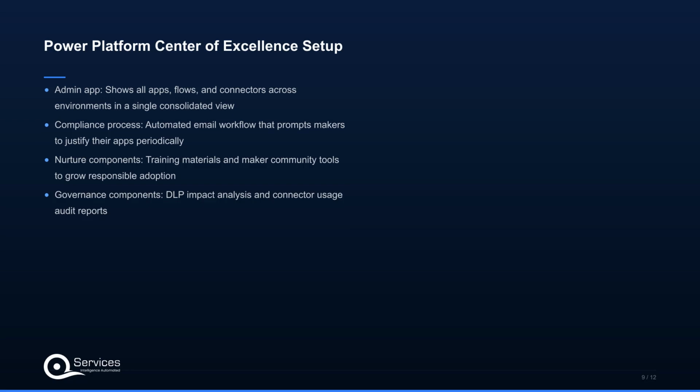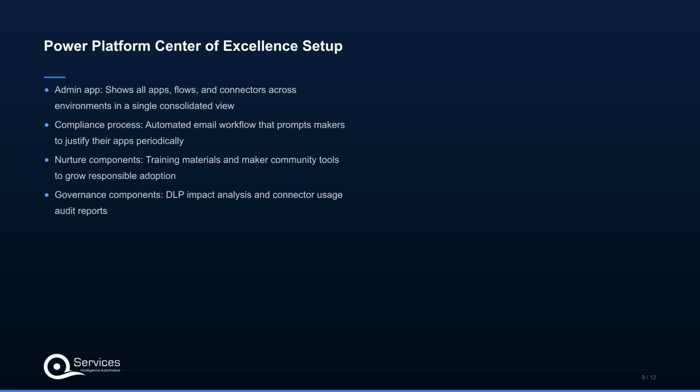A Power Platform Center of Excellence is a governance structure, not a dedicated physical team. It's the combination of policies, tools, training, and oversight that allows an organization to scale Power Platform adoption without losing control of what's being built across the tenant. Q Services implements Power Platform Center of Excellence using Microsoft's COE Toolkit as a foundation.